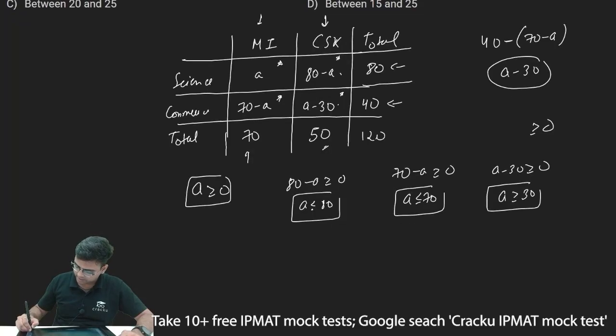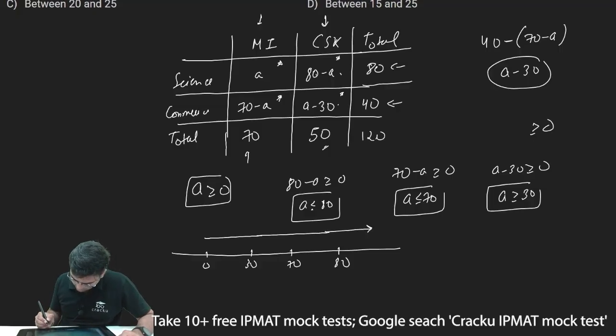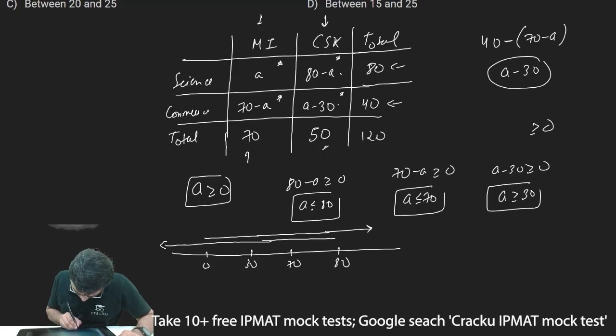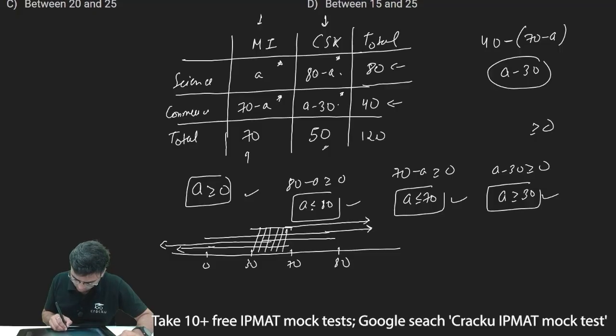Now if I plot this on the number line, so I have 0, I have 30, 70 and 80. One is saying A should be greater than or equal to 0, which means it should go something like this. Rest is saying A less than or equal to 80, which will go something like this. Then we have A less than or equal to 70, something like this. And we have A greater than or equal to 30, which is something like this. So if I see the common part of all these four inequalities on the number line, it is basically this part. This part is being covered by all the four inequalities.